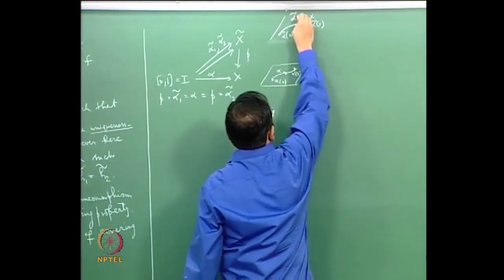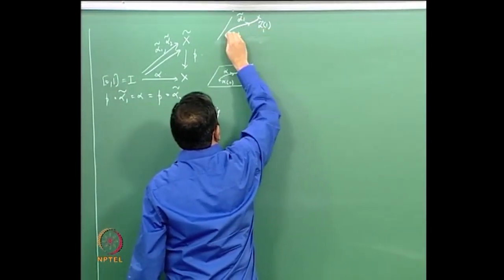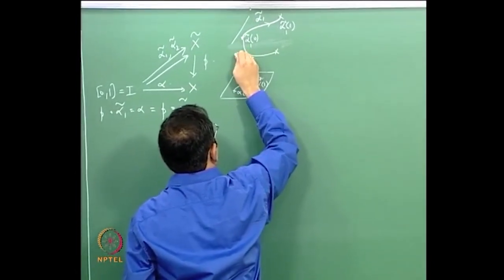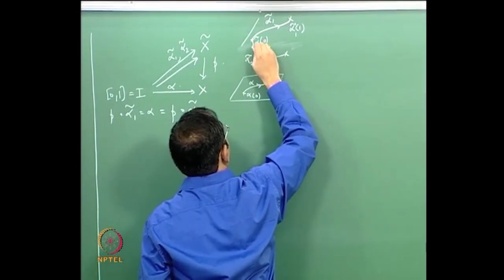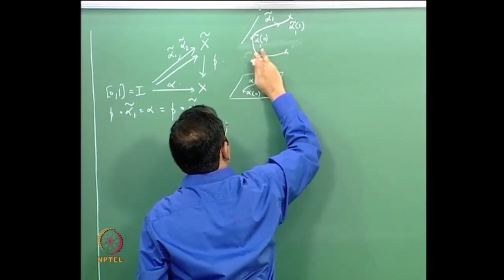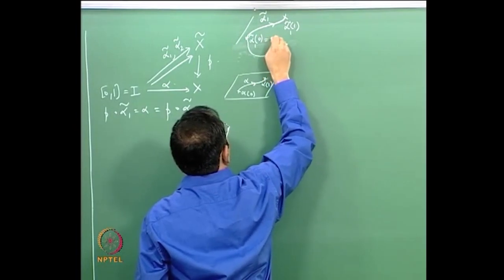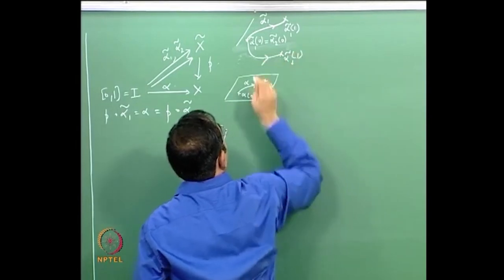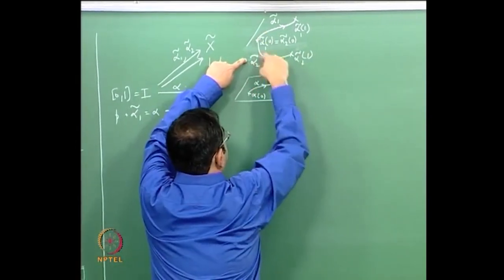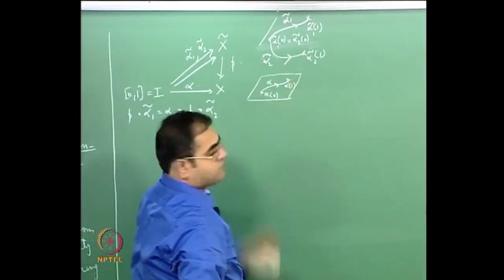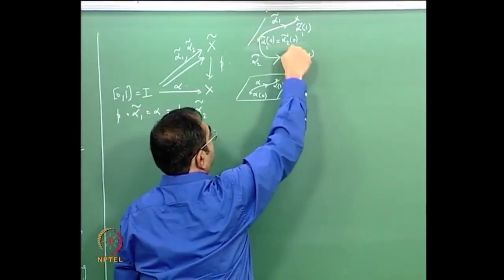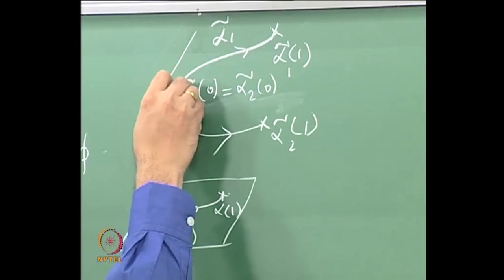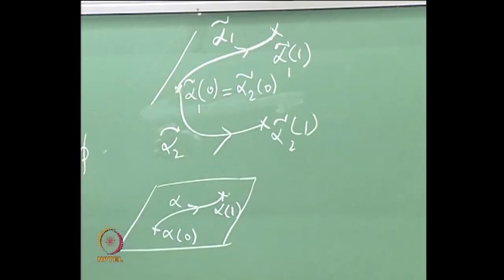And suppose that alpha 1 tilde and alpha 2 tilde have the same starting point. So this is alpha 2 tilde of 0, this is the same as alpha 1 tilde of 0, and this is alpha 2 tilde of 1. So this path is alpha 2 tilde. You see the path below is alpha, and it has been lifted, let us say, to two paths, alpha 1 tilde and alpha 2 tilde. But I assume that the initial point for both paths is the same.